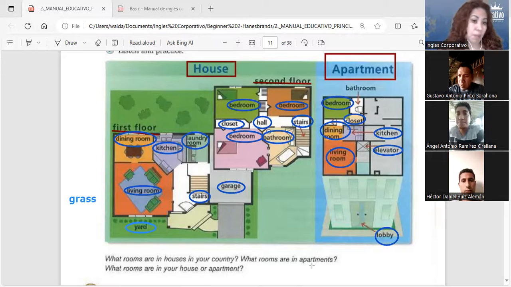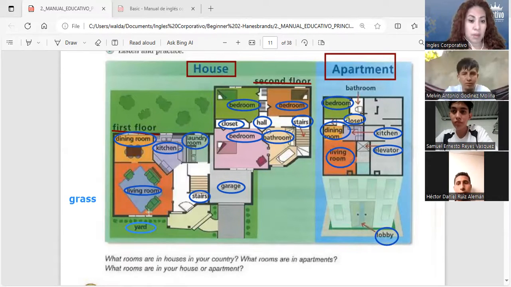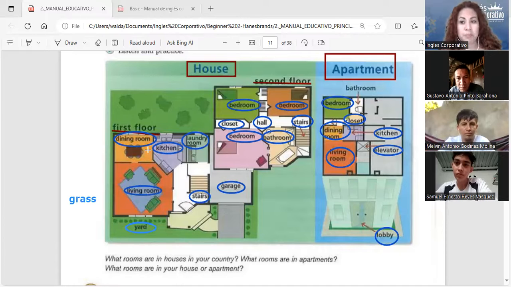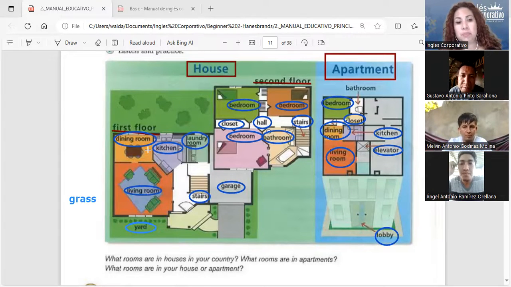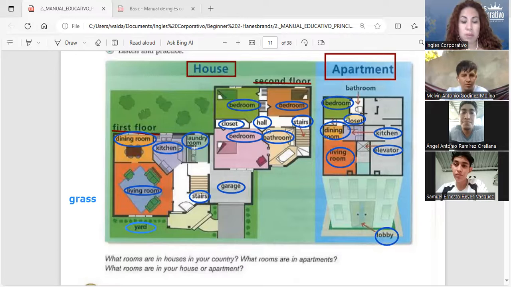Repeat the names, okay? So the first one we had was yard. Repeat, yard. Everybody, yard. Good. Living room. Living room. Good. Okay. Dining room. Dining room. Good. Kitchen. Kitchen. Laundry room. Laundry room. Good.